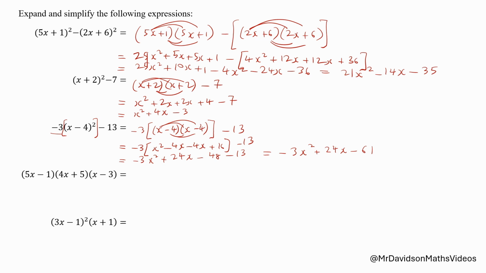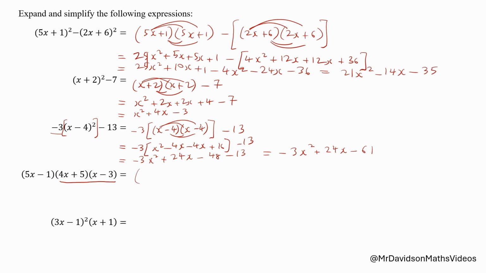The next situation, so number 4, is we've got triple brackets here, so this will give us a cubic expression. The way to handle this is to multiply two brackets together and then multiply the result of that, i.e. the quadratic result, by the final linear one. So I'm going to multiply the last two brackets together first of all, and then I'm going to multiply those by 5x minus 1.